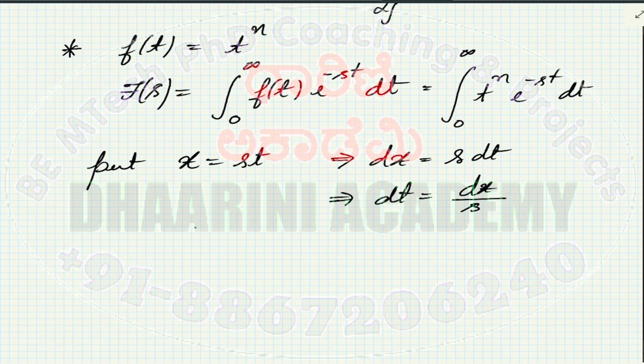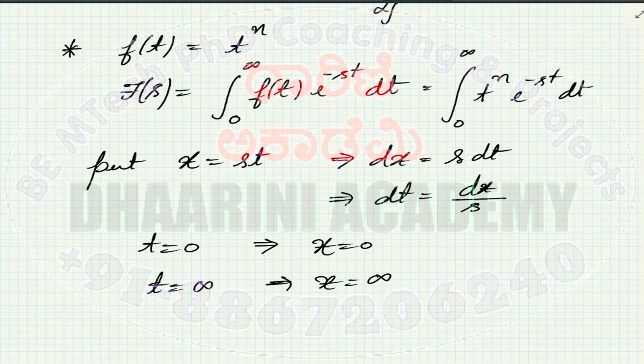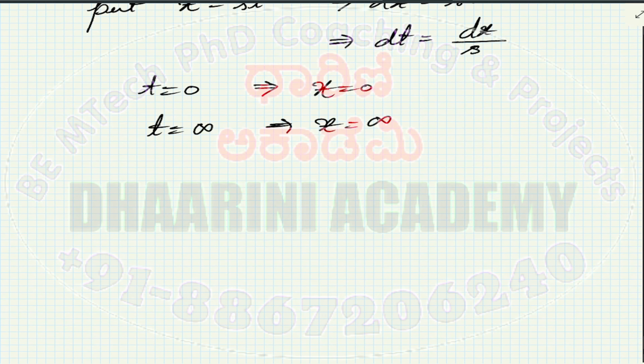Okay, now t actually has a value 0. When t is equal to 0, x is also equal to 0. And when t is infinity, this implies x is also going to reach infinity. Right? Because x is equal to st, so s into 0 is 0, that's why x is also 0. At the same time, if you put t equal to infinity, x also will reach infinity. Okay, so using this substitution technique, now let's calculate the Laplace.